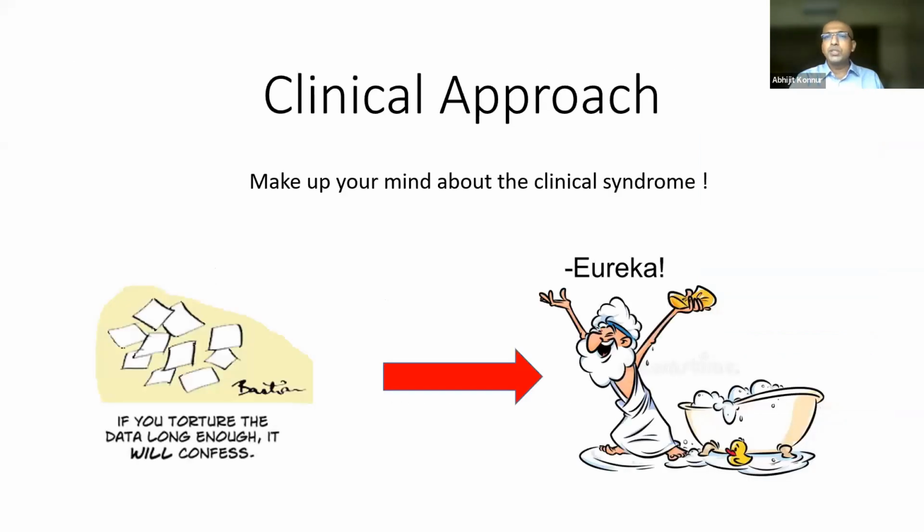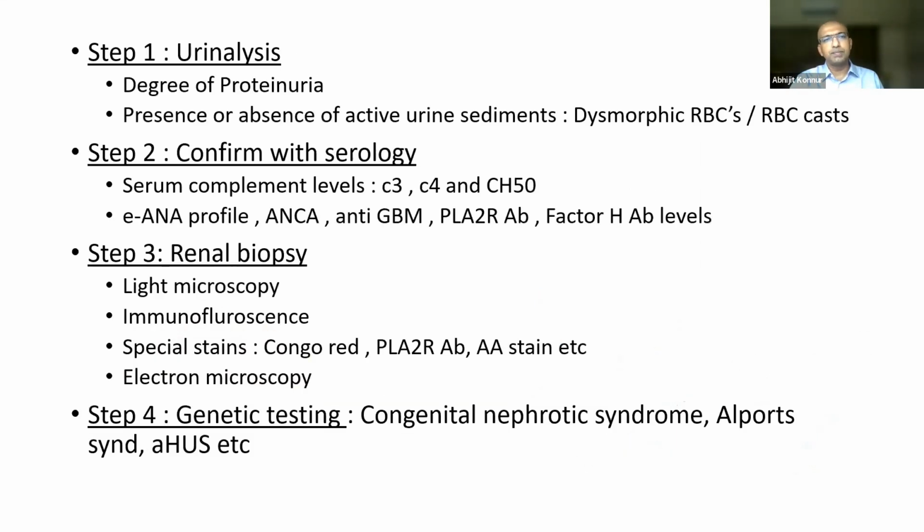A clinical approach is very important. One has to make up one's mind about the clinical syndrome so that one is able to form a concrete diagnosis. So the approach to glomerular disease has these 4 steps. Step 1 is urinalysis, or evaluating the liquid gold. That is to confirm the degree of proteinuria and also confirm the presence or absence of active urine sediments like dysmorphic RBCs or RBC casts.